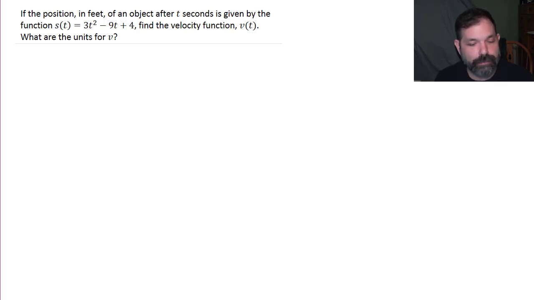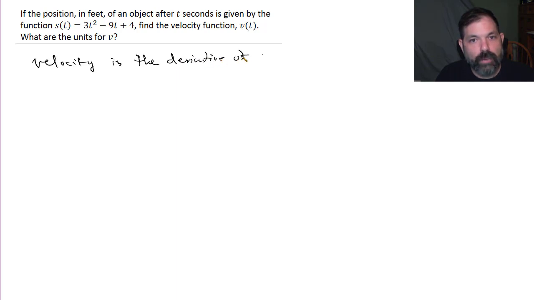All right, so the velocity function, that's the instantaneous rate of change of the position. The velocity is the derivative of the position. So, v of t is s prime of t.